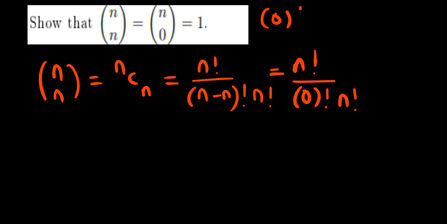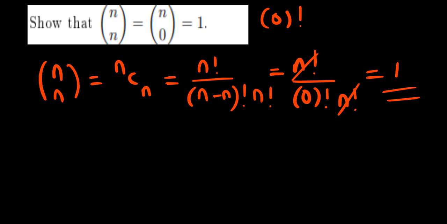0 factorial is 1. So we have 0 factorial, which is 1, multiplied by n factorial. So the n factorial and the n factorial can divide, which will just give us a 1. Okay, for the first one we found a 1. Let's come now to the other one.